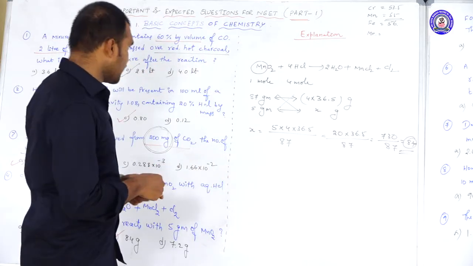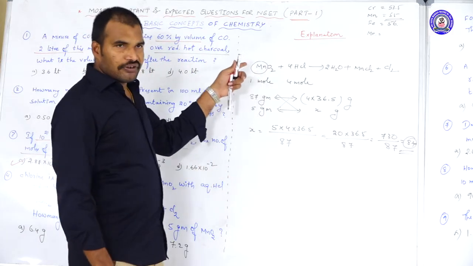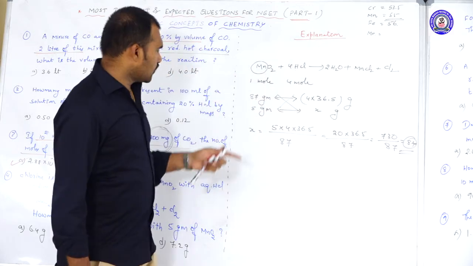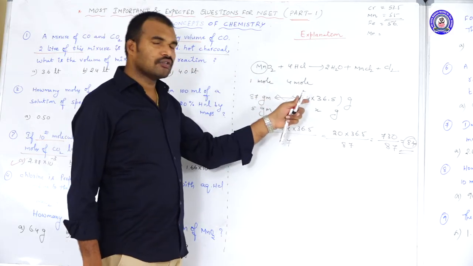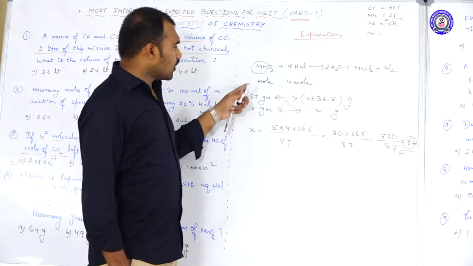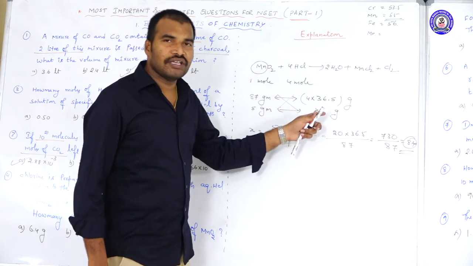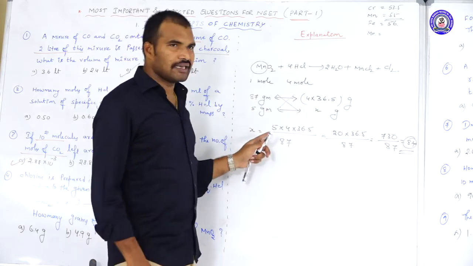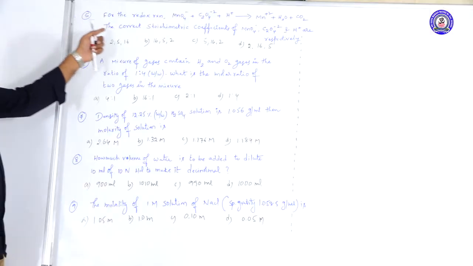Okay, so this is once again, according to the stoichiometric equation, 1 mole of MnO2 reacts with 4 moles of HCl. That means 87 grams is reacting with 4 into 36.5 grams of HCl. Then 5 grams of MnO2 will react with how many grams of HCl? That is the question. Just cross multiplying and calculating the X value. Okay, so let us move to the next one.